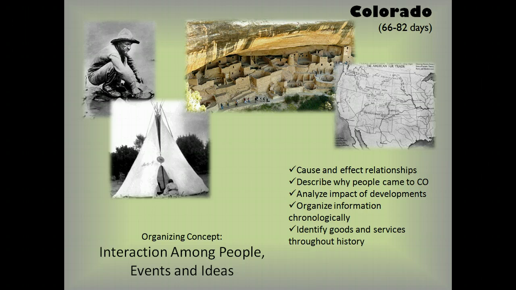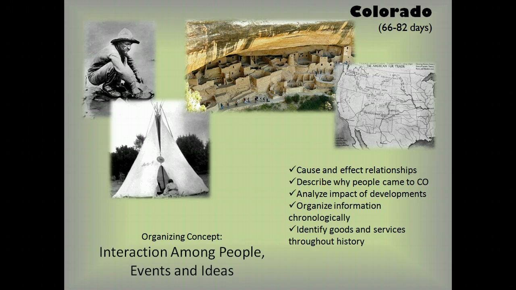By considering the relationships between people, events, and ideas, historians are able to construct and explain their perspective of history and its stories. This is the most significant concept in this unit, and it allows students to think about people, events, and ideas and their influence on each other over time in the state of Colorado.